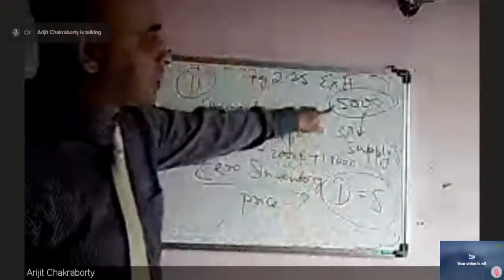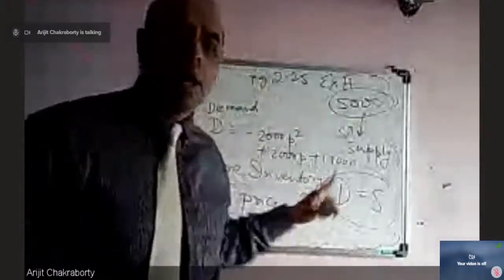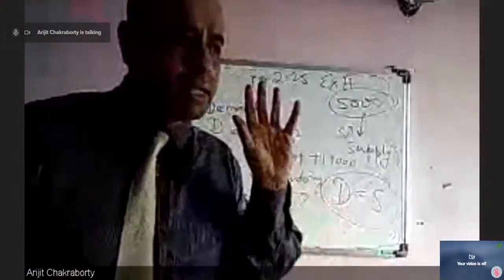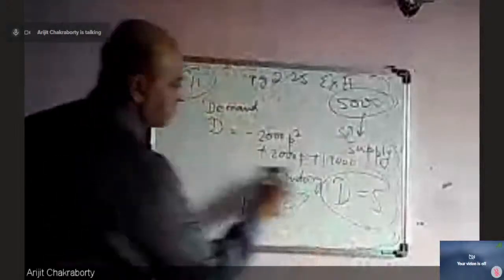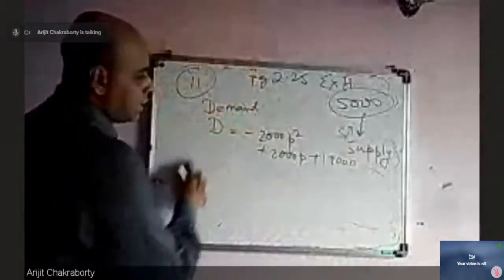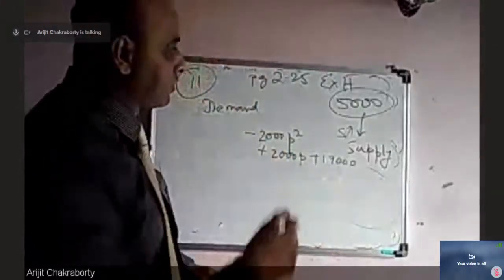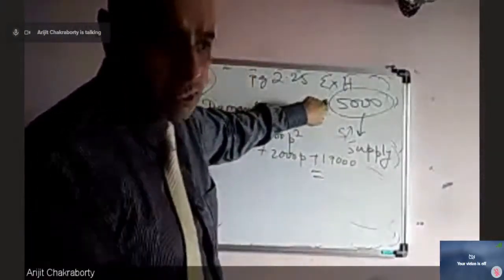That means the supply is 5,000 and you have the demand. So now I'm rubbing this. I hope now you understand why it is zero inventory. What is the meaning of zero inventory? It means demand should be equal to supply. So I'm rubbing it out. So now the equation is this: minus 2000 P square plus 2000 P plus 17,000 should be equal to supply. Supply is 5,000. It is given in the problem.